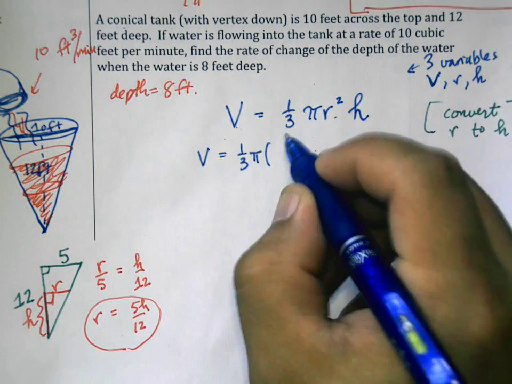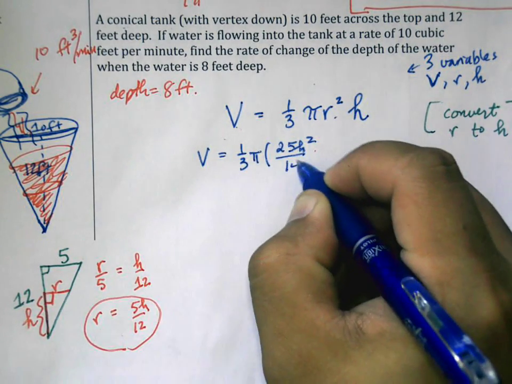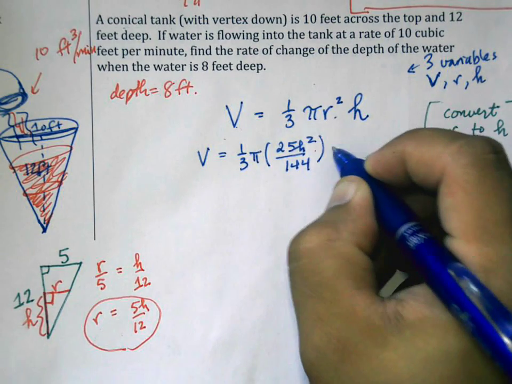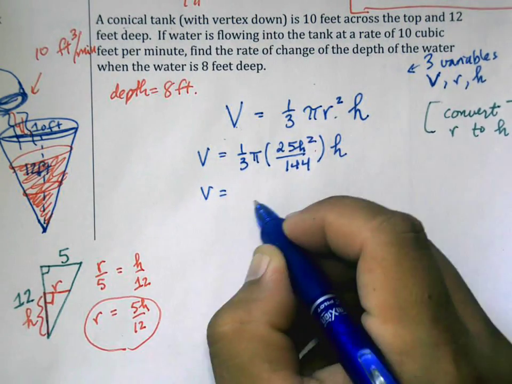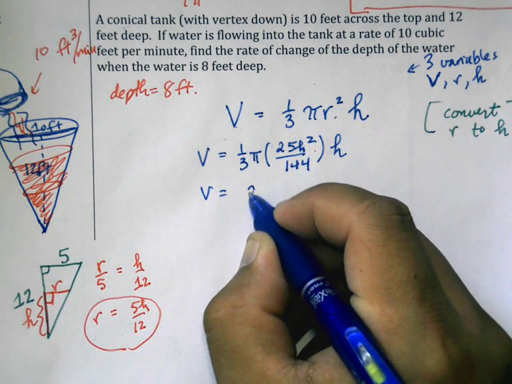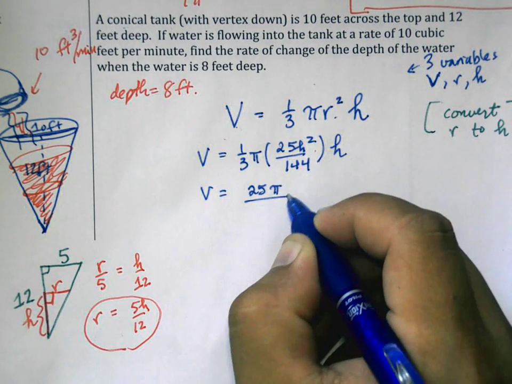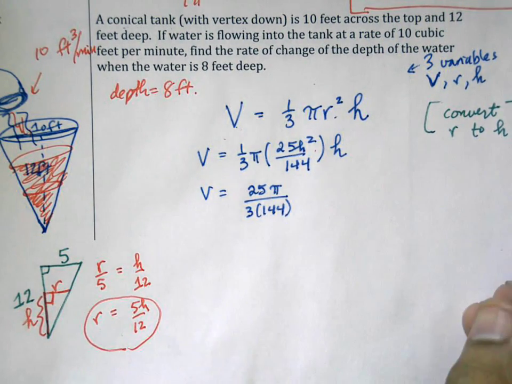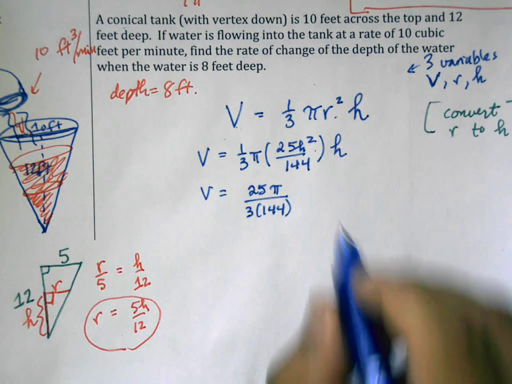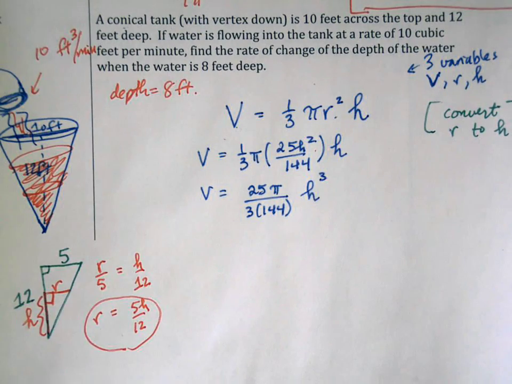So now we have the volume is equal to 1/3 pi times R squared, and R squared is just 25 h squared over 144, times h. Some more simplifying going on here, so this is 25 pi over 3 times 144, times h cubed. I'll figure out what that is exactly a little bit later; that's not that important.